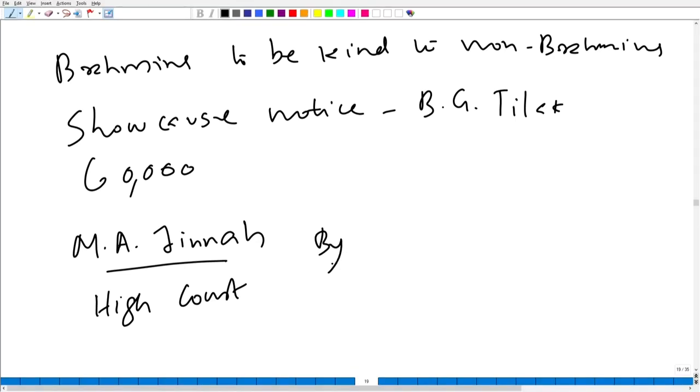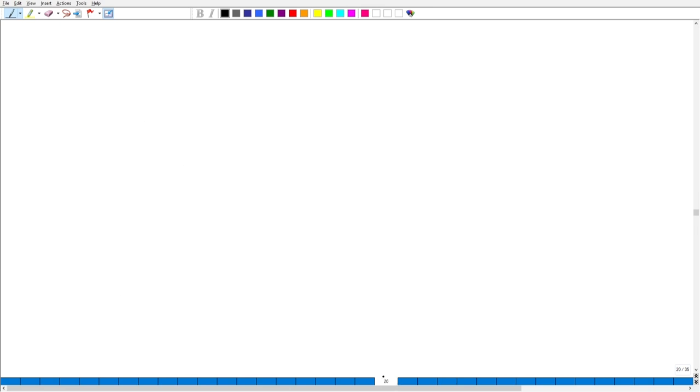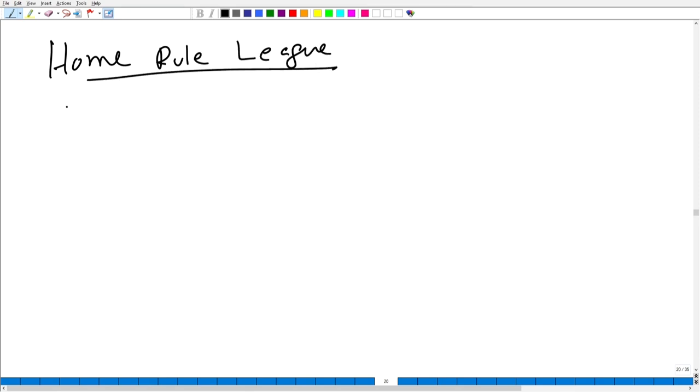By April 1917, Balagangadhara Tilak enlisted the support of 14,000 people. Now we are going to analyze the Home Rule League founded by Annie Besant.